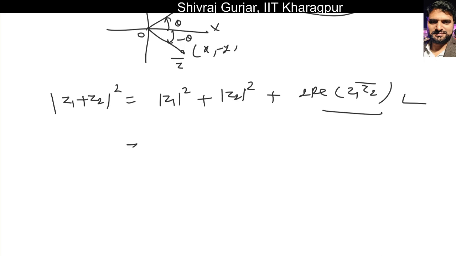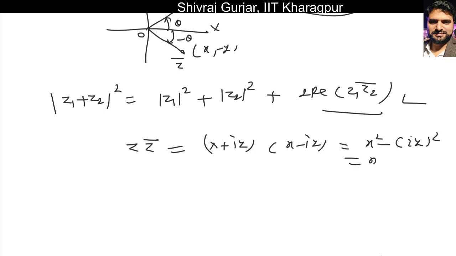Okay, let's see z bar, that is x plus iota y. Z bar is x minus iota y. This is simple a plus b, a minus b formula. So x square minus iota y square, that is x square plus y square. This is nothing but modulus of z square. So we have z z bar is modulus z square.